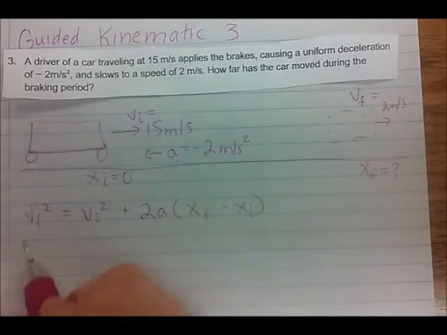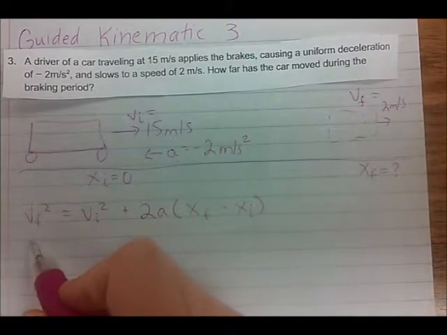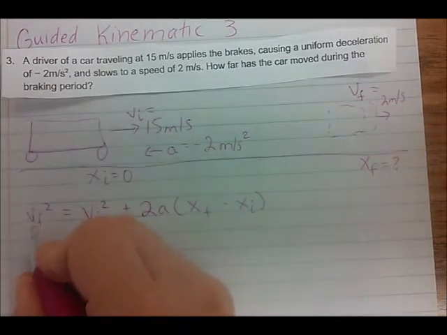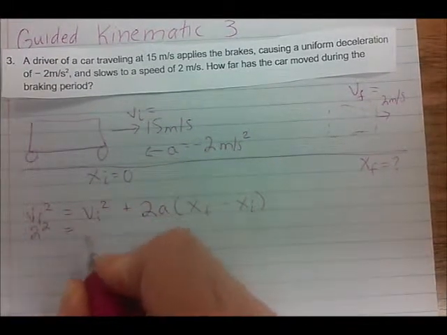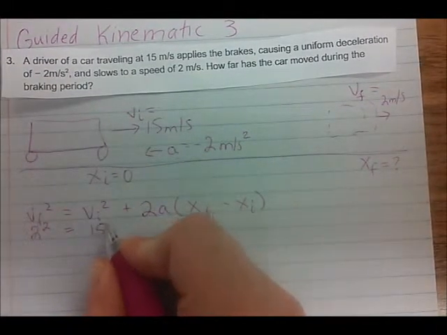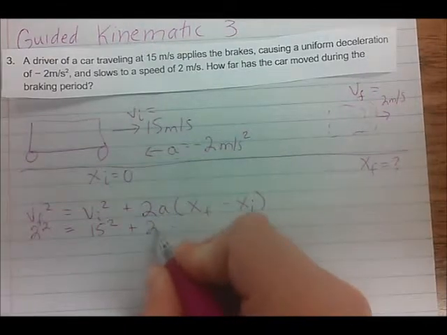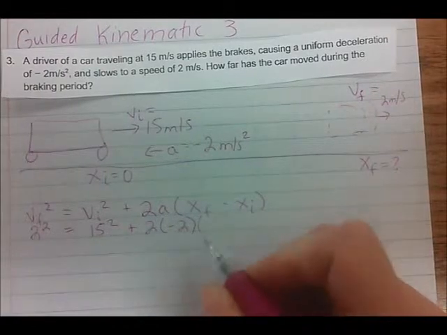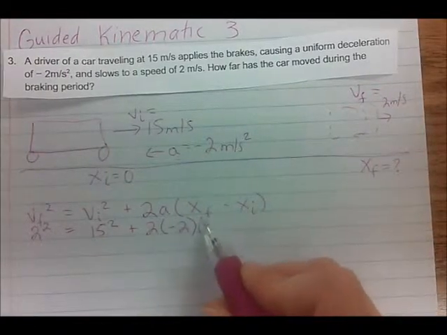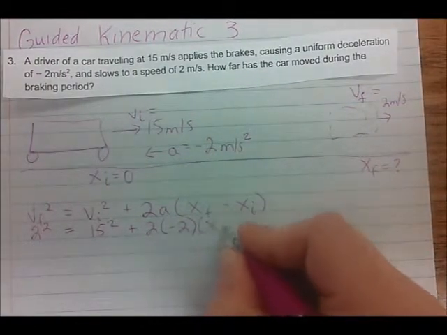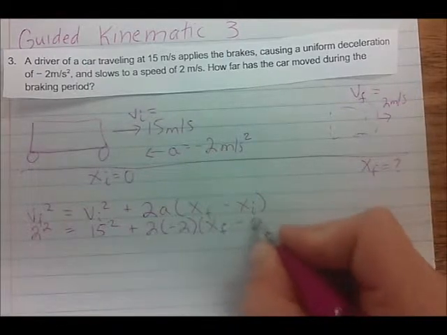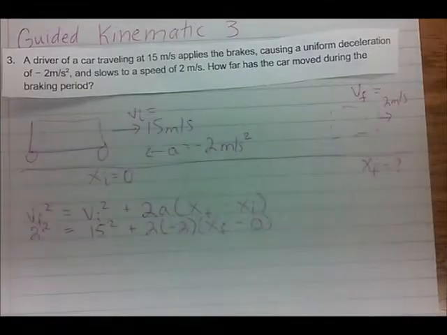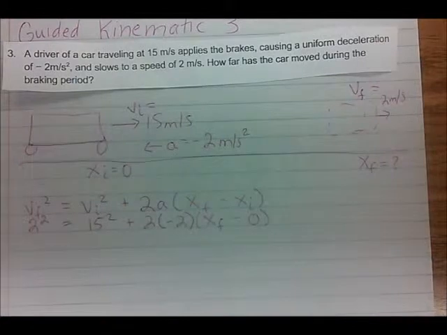All right, what do we want to plug in for VF? We want to plug in 2. Don't forget to square. VI is 15. Our acceleration is -2. Don't drop your negatives. XF is what we're looking for, so we leave that as a variable. And XI is 0. All right, then we just have to chug through the algebra. We're solving for XF.